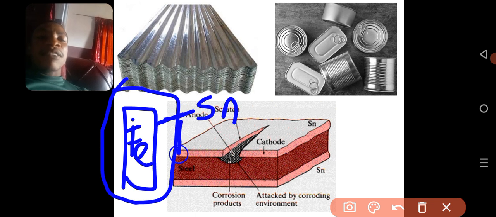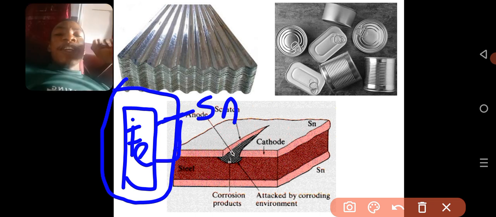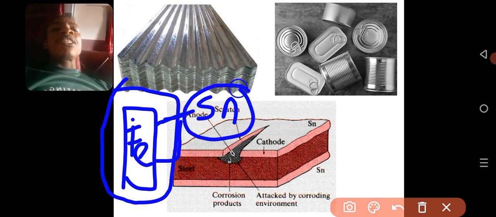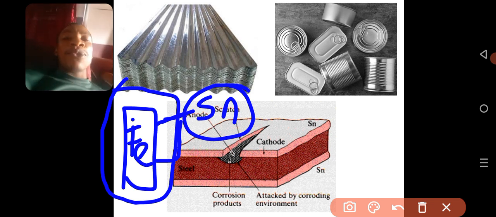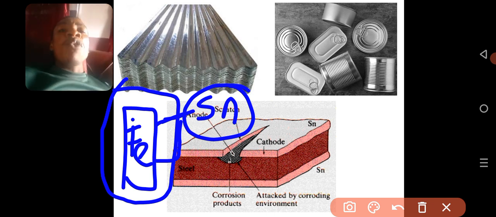and there's a scratch, right? Good. Which one will serve as the anode? Which one will serve as the cathode? Now, because tin is lower than iron in the electrochemical series, tin will serve as the cathode. The lower metal will be the cathode. Iron will serve as the anode. So we know what normally happens. The anode is the one that corrodes first and protects the cathode.